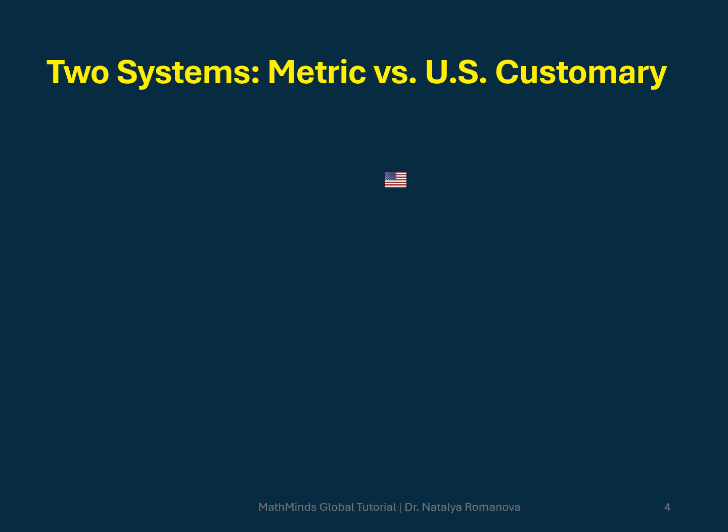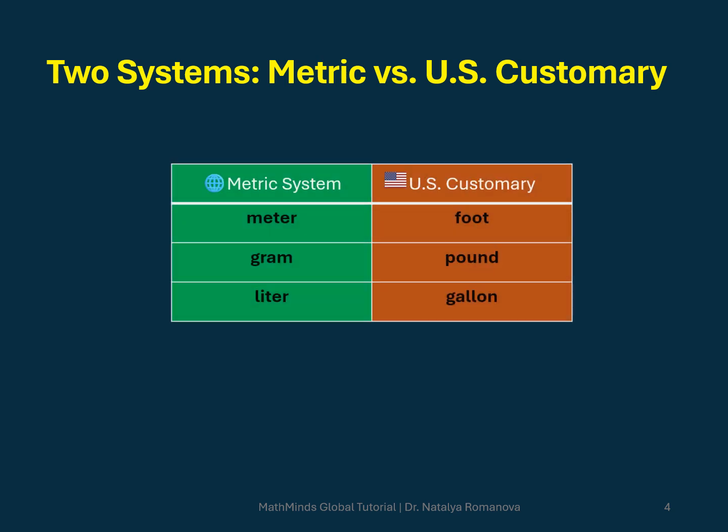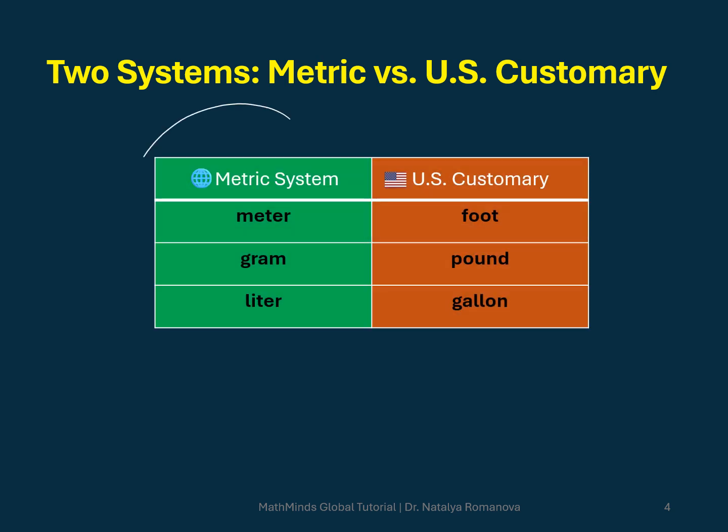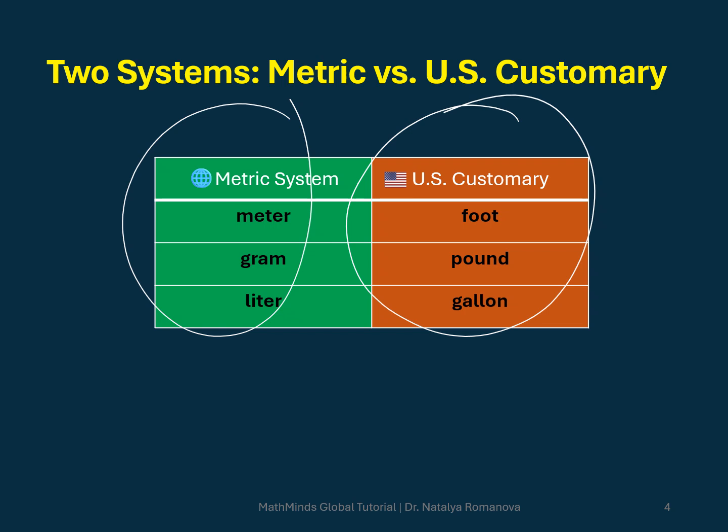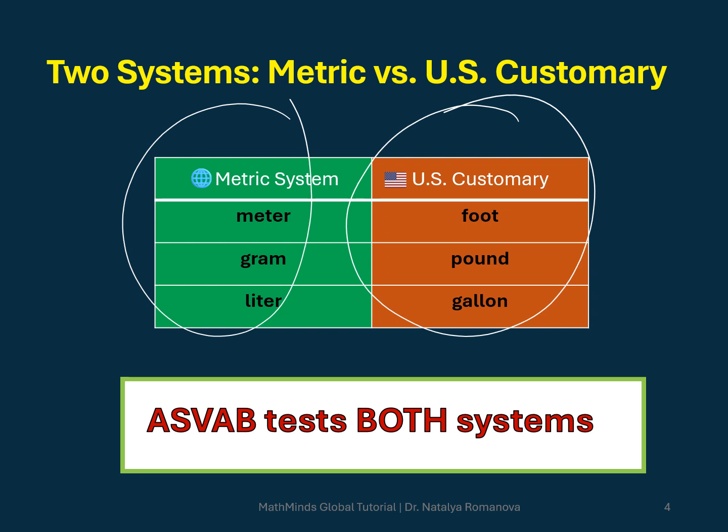There are two systems of measurement. The metric system: meter, gram, liter. This system is used by most of the world. And the US customary system: foot, pound, gallon. This is the system used in the United States. The ASVAB will test both, and sometimes the ASVAB will ask you to convert between them.